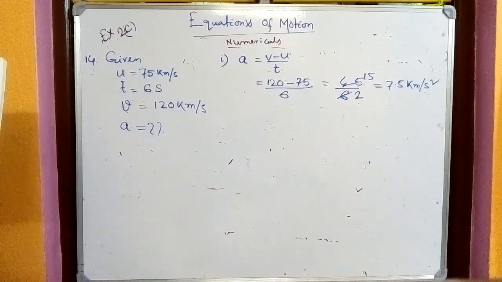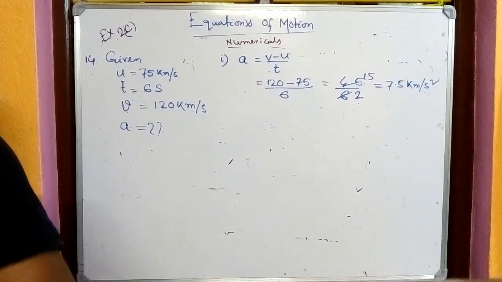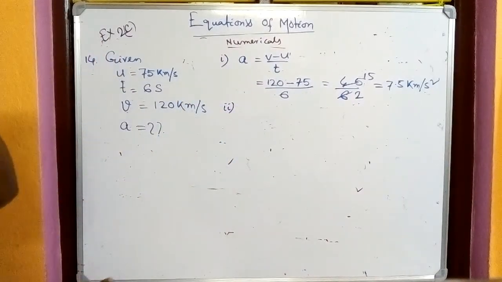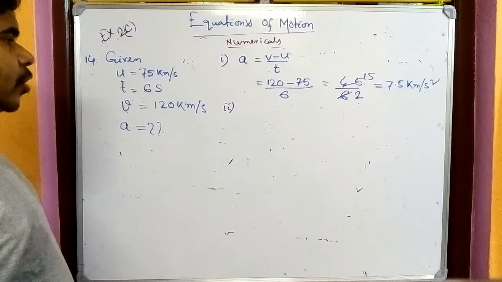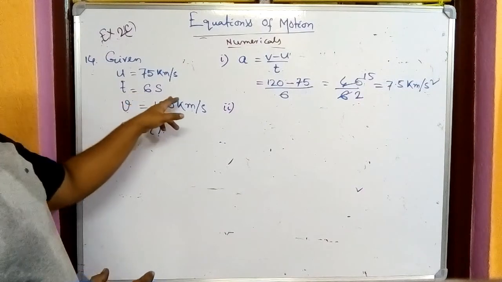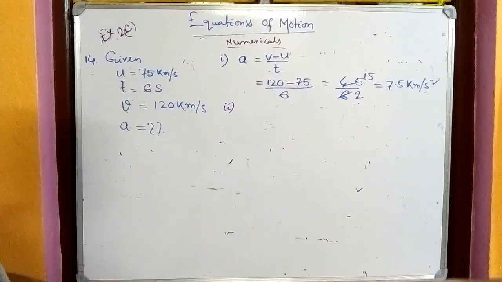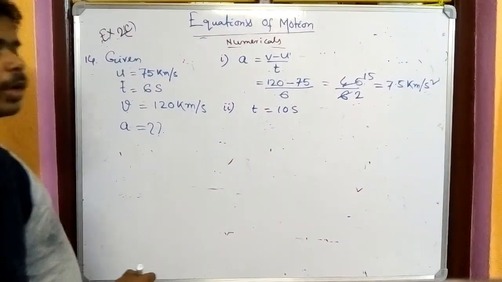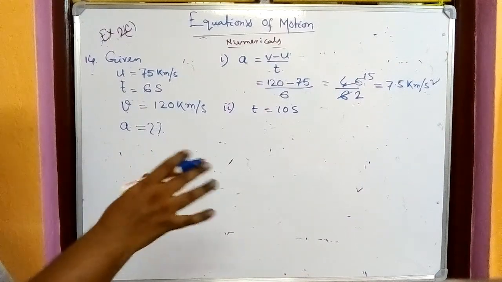Now we have to come to the next part: the distance traveled by the spacecraft in the first 10 seconds after the rocket motor starts. The motor has been acting for only 6 seconds. Very interesting part. Understand the question, otherwise you cannot do it. It says after the rocket motor starts, so it runs for 6 seconds. From when it starts, for t equals 10 seconds, you have to find out how much displacement occurs.